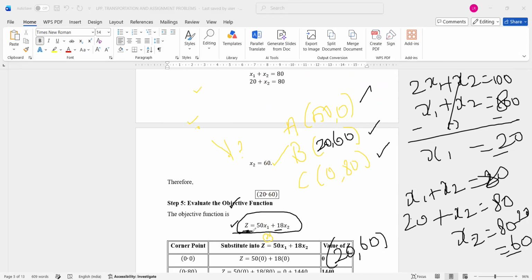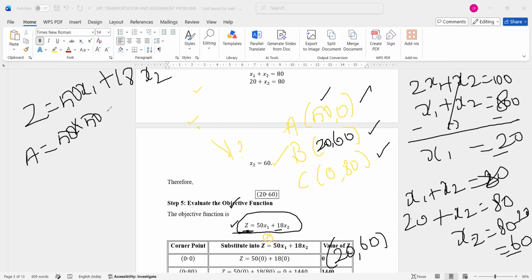First, I'm applying z equal to what? 50x1 plus 18x2. Okay, this is my z value. First, the a value: 50 into 50 plus 18 into 0. So what is the value? 50 into 50 is 2500, and this is 0. So totally 2500.